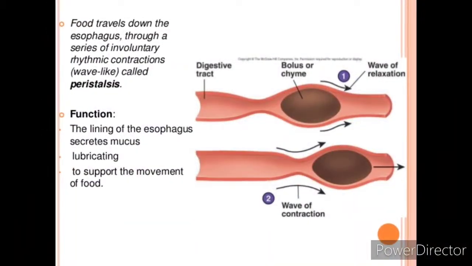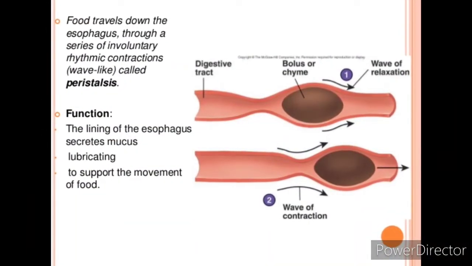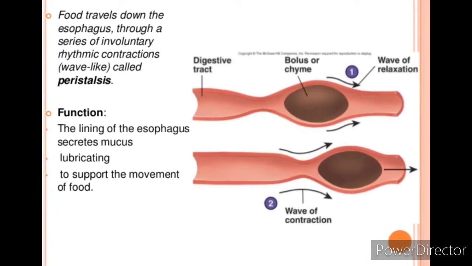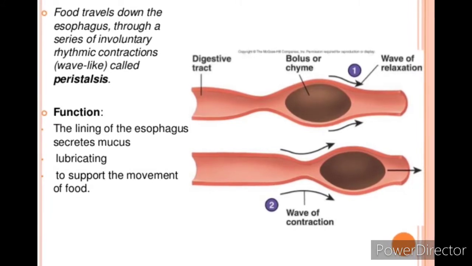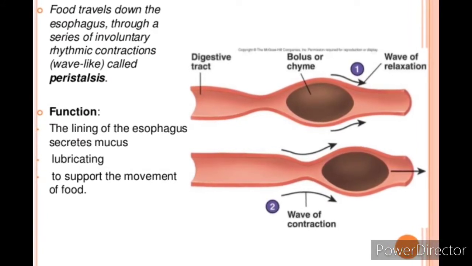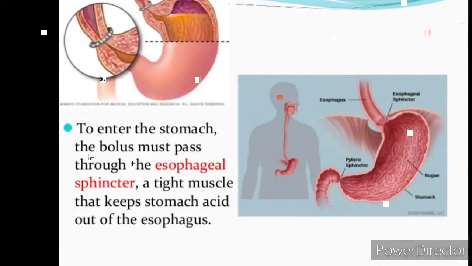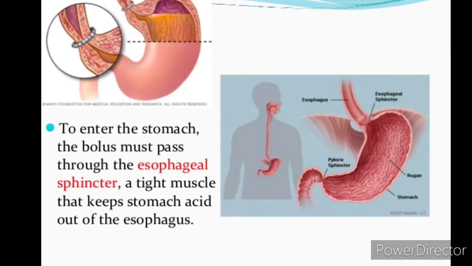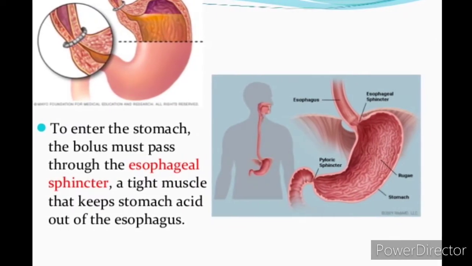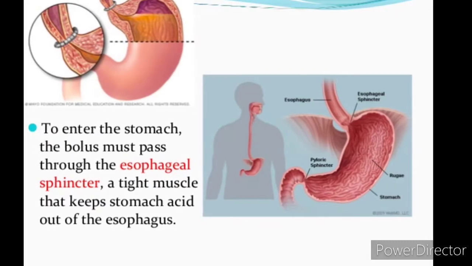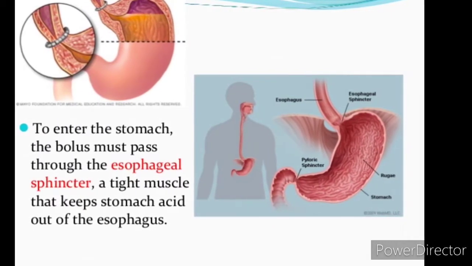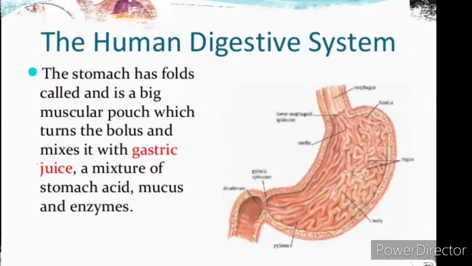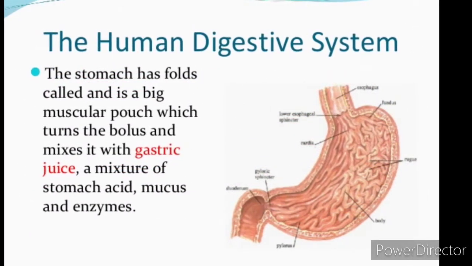The bolus will move with contractions of this tube, and the lining of the esophagus secretes mucus, lubricating and supporting the movement of food, that is the bolus. When it enters into the stomach, the bolus must pass through the esophageal sphincters, the tight muscle that keeps stomach acids out of the esophagus. And here the digestive process starts, meaning many digestive enzymes and digestive juices will be released right now.